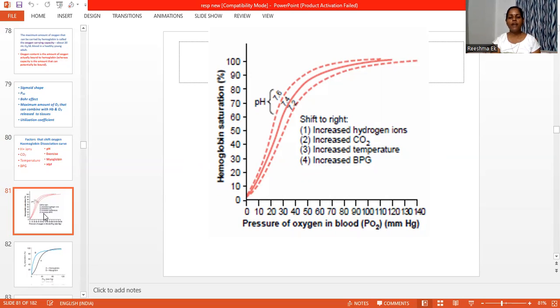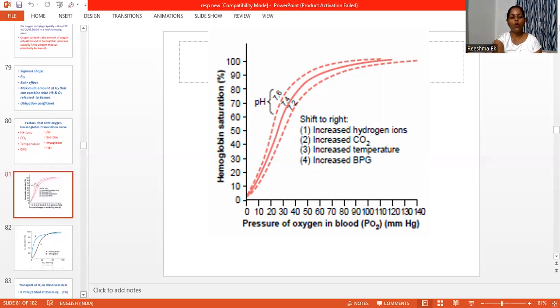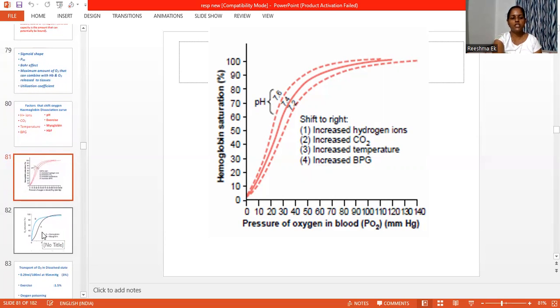And one of the important factors which affects the oxygen hemoglobin dissociation curve is the partial pressure of oxygen, that is PO2. PO2 is the most important factor. When the partial pressure of oxygen increases, the curve shifts to the left, and when the partial pressure of oxygen decreases, the curve shifts to the right, the opposite of the actions of these factors. That is the action of PO2 on the oxygen hemoglobin dissociation curve.